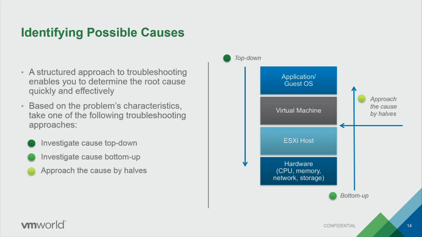For the bottom-up approach, just simply the other direction, maybe I've had an all paths down condition, a failure at my storage. Makes sense to start with my storage, which is going to have a more general impact affecting multiple hosts, multiple virtual machines. So that would suggest a bottom-up approach.